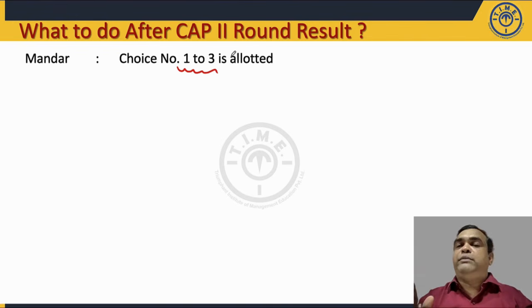He has to confirm his admission. His seat will be auto freezed. He is not eligible for the next round. So then what's the problem here?